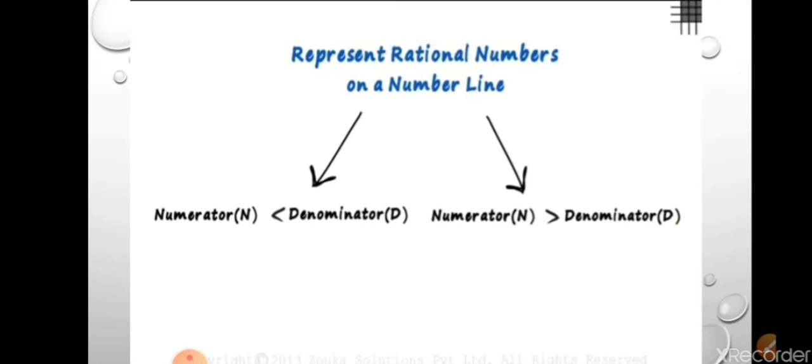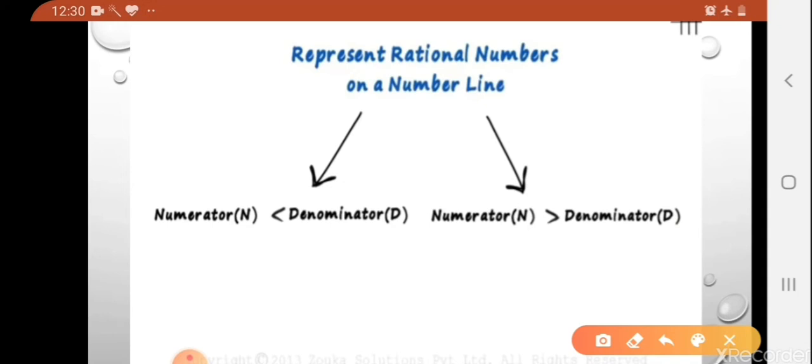Now, representation of rational number on a number line. Next, first we have to check which type of fraction it is. If the numerator is smaller than the denominator, then it will be a proper fraction. If the numerator is greater than the denominator, then it will be an improper fraction.